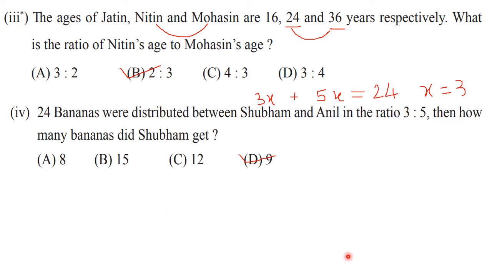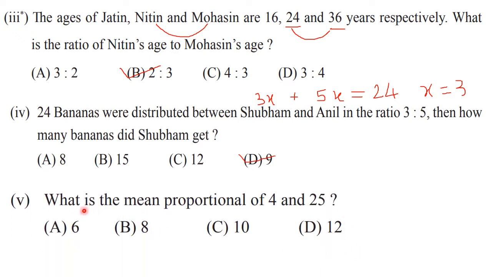Okay, now let's move towards the last question of this MCQ. Question number 5 here. What is the mean proportional of 4 and 25? Okay, now this question is related to continuous proportion. If we have three numbers a, b, c, and if they are in continued proportion, then the square of the mean proportional, that means b square is equal to a into c. This is what we write in case of continued proportion.